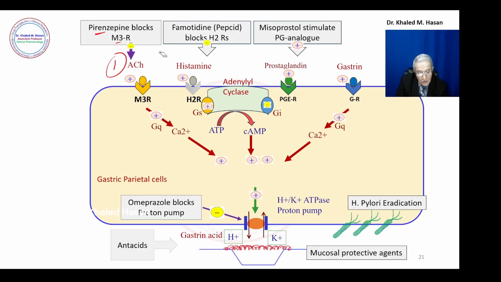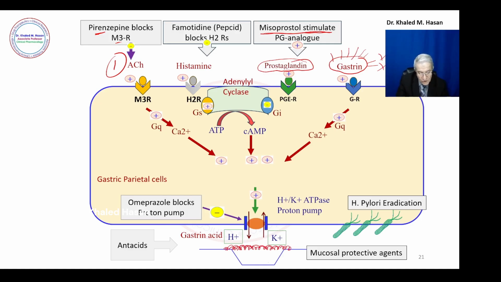And for the prostaglandin, we can use an analog of prostaglandin, something that mimics the effect of prostaglandin. We have misoprostol. Misoprostol stimulates prostaglandin release. We don't have any medication that affects gastrin, because that situation is not applicable in clinical practice. We don't have any medication currently affecting gastrin or the gastrin receptor in the blood.